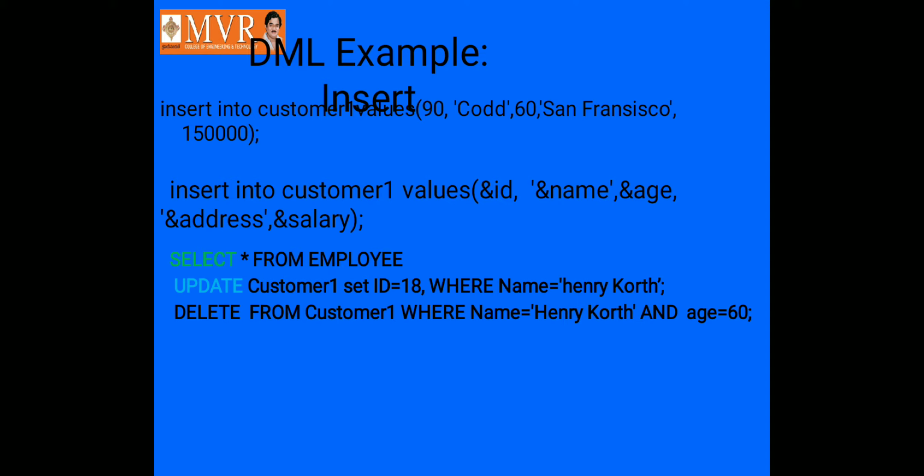and the number should be without quotations, and the address should be in single or double quotations, and decimal values should be in the normal number format. Again, one more I am using: insert into customer 1 values ID, name, age, address. You can use the address also, so that you can enter the values directly from the cursor itself.